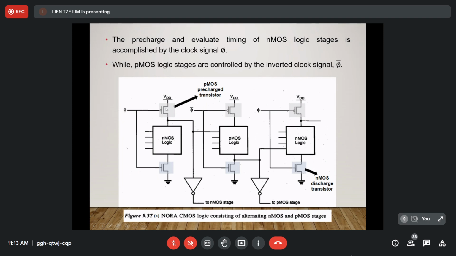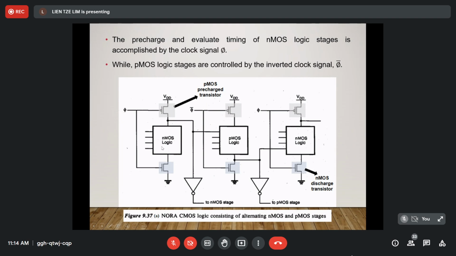So still there is a PMOS pre-charge transistor. The PMOS is a pre-charge transistor, and then the NMOS is the discharge transistor. Already labeled here. So you see here, there are two transistors and also a logic block. The logic blocks here can be NMOS and also PMOS. So for this NMOS logic, this is the one we saw in the previous slide.